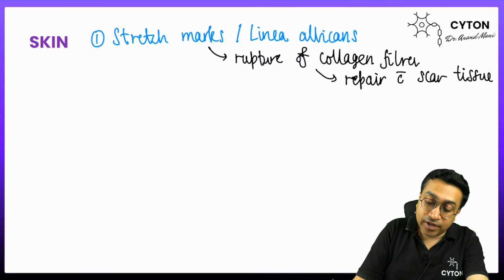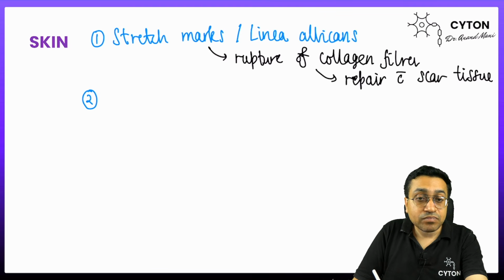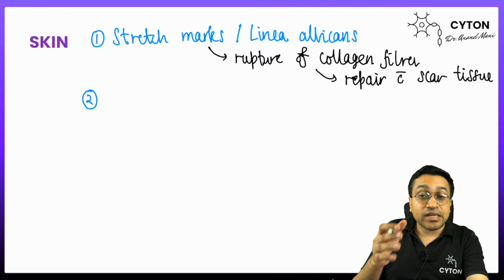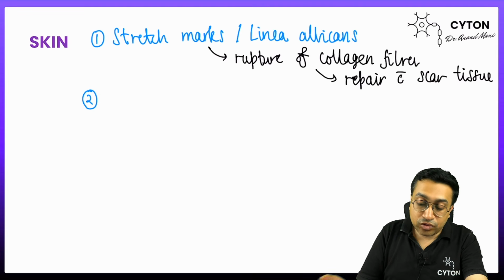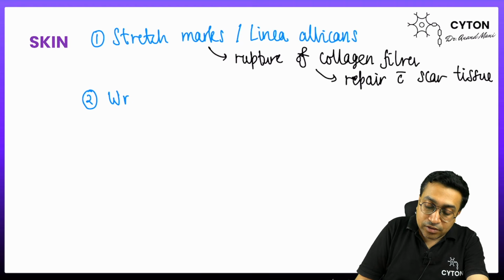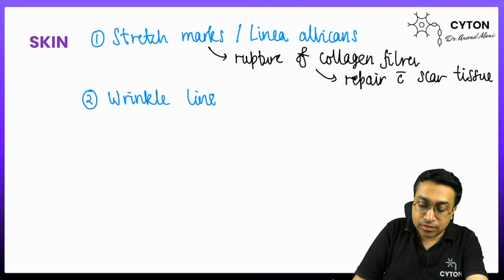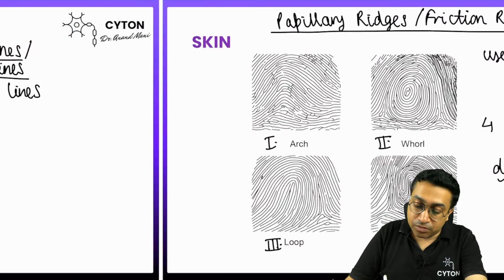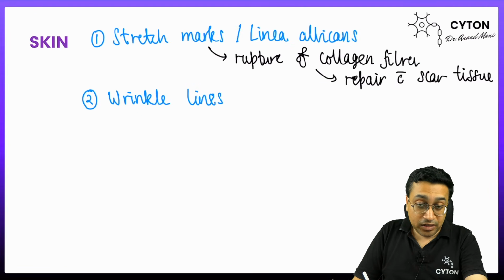One more thing: skin incisions are made parallel to the tension lines of Langer because they heal with the least scarring. That is also a point to remember. Tension lines are very important. Then you have wrinkle lines, which are produced by contraction of the underlying muscles. They can be perpendicular to the lines of the muscle pull.